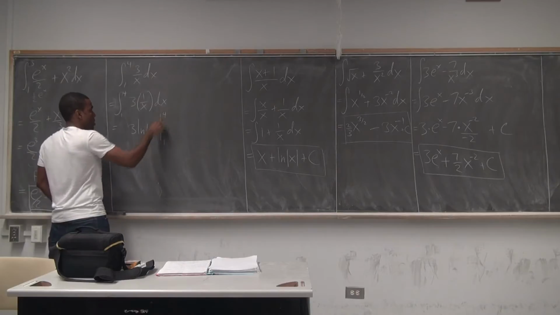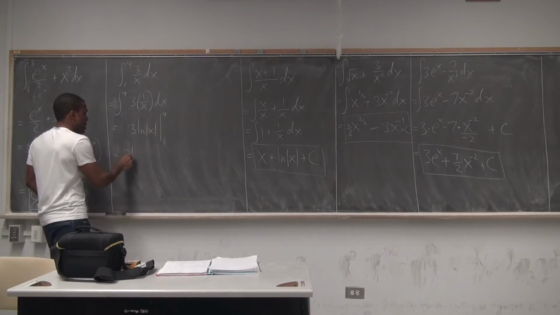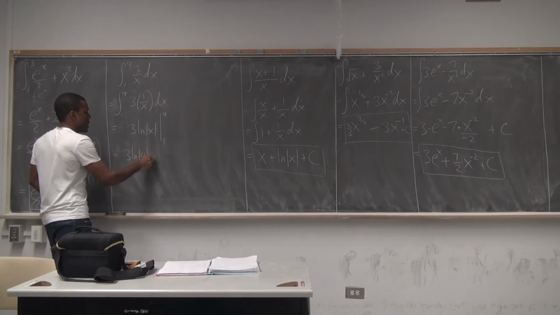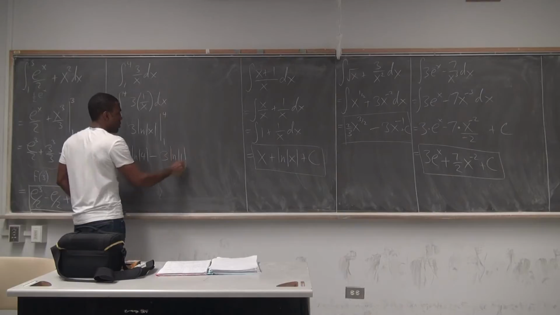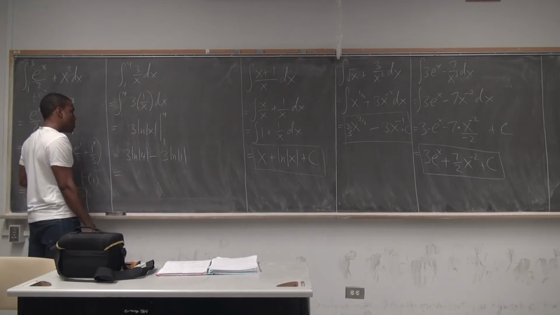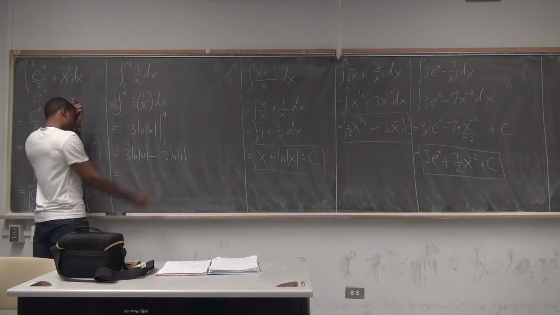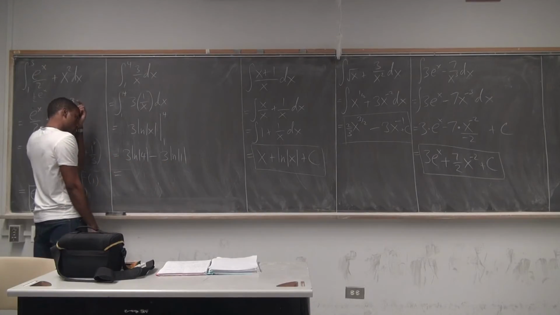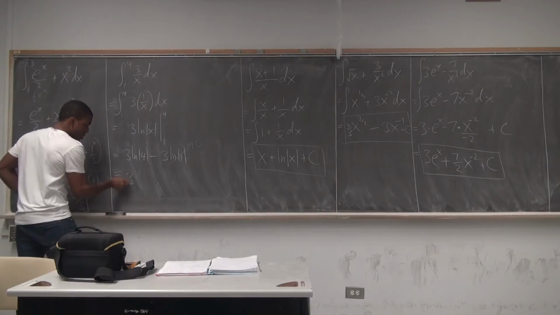Between 1 and 4. And so what do we get here? 3 ln of 4 minus 3 ln of 1. Can you simplify ln of 4? Can you simplify ln of 1? 0. Log of 1 is 0. So the answer is just 3 ln of 4.